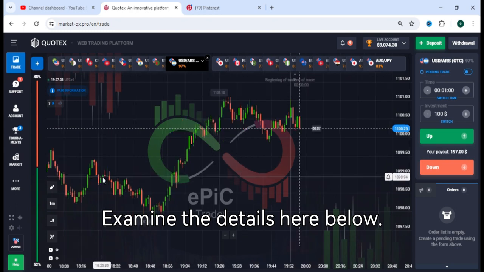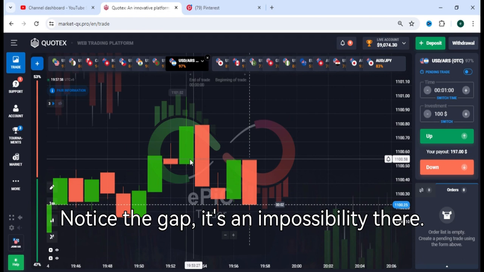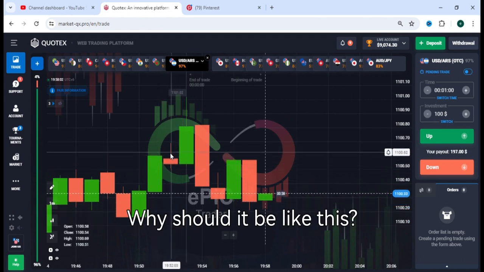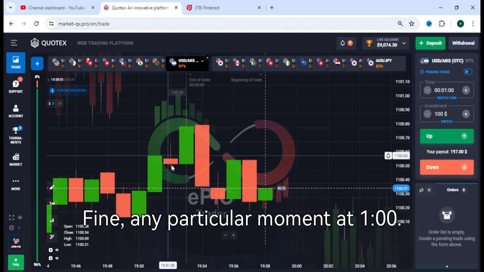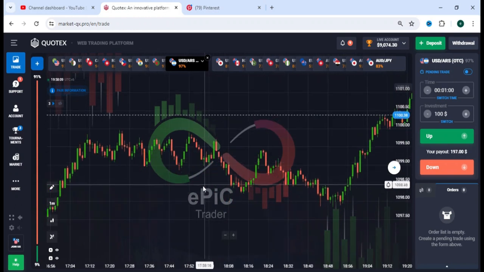Examine the details here below. Take note of this channel and plus that. Notice the gap, it's an impossibility there. There can't be a gap. Why should it be like this? Fine, any particular moment just comes along.